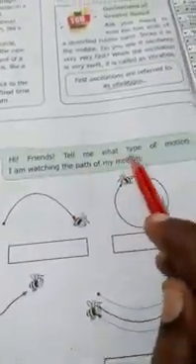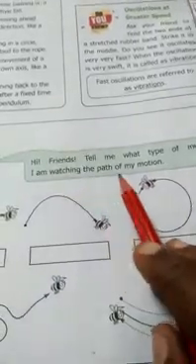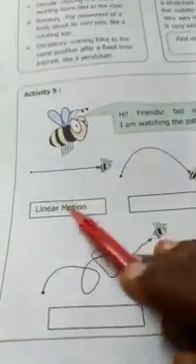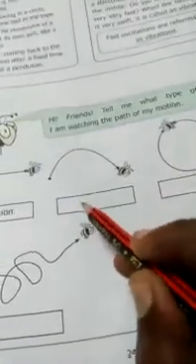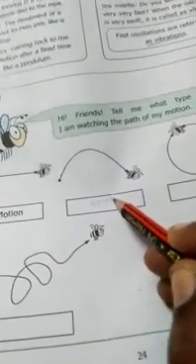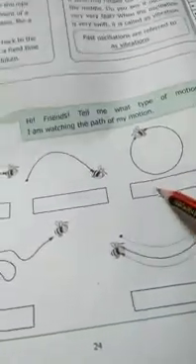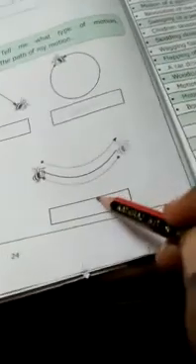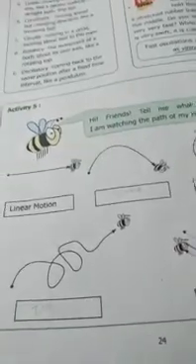Hi friends, tell me what type of motion I am showing in both of my motions. Say, this is linear motion. This is what? Curvilinear. Am I right? This is what? Circular. This is zigzag. Am I right? This is also curved. Okay, you can go find out and write that answer.